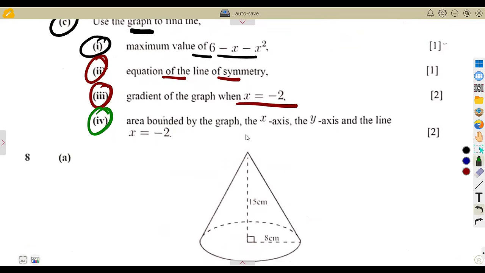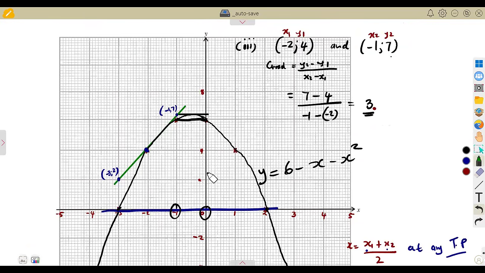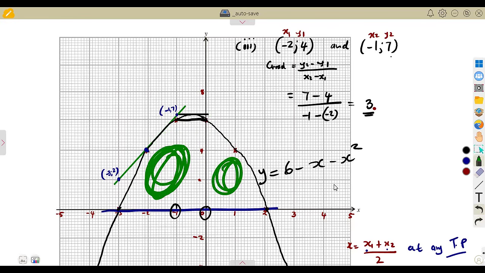Item 4, the area bounded by the graph. It is between the graph, the x-axis, the y-axis, and the line x is equal to minus 2. Bounded by the graph, the x-axis, meaning to say we are somewhere there. The y-axis, meaning to say there are two regions. The moment we include the y-axis, the region in between the graph and the x-axis and the y-axis is either this side or this side.